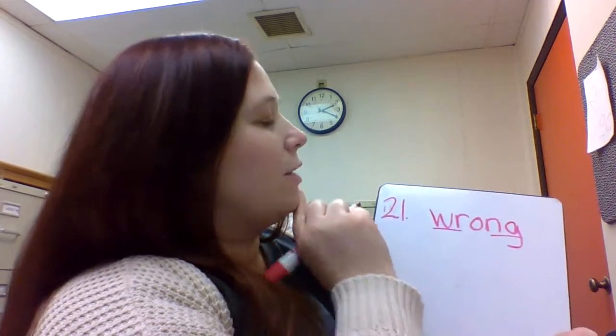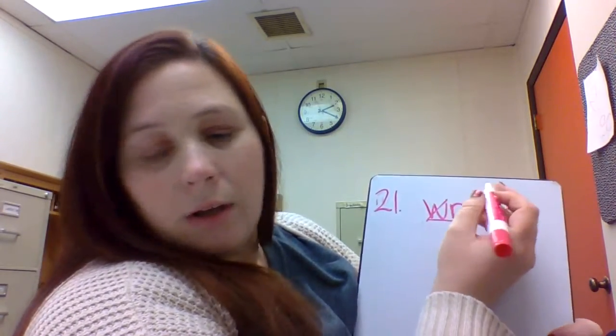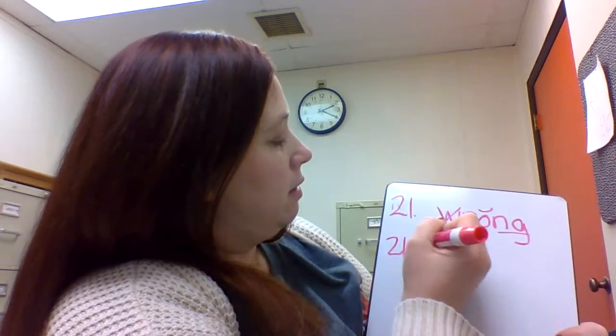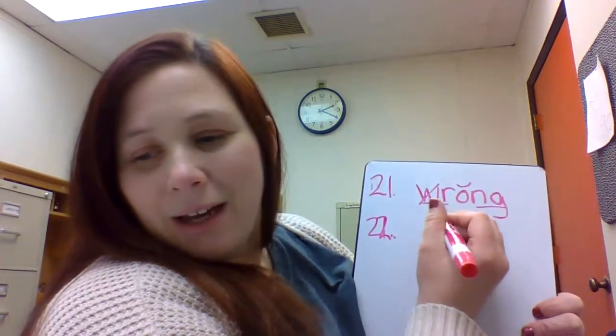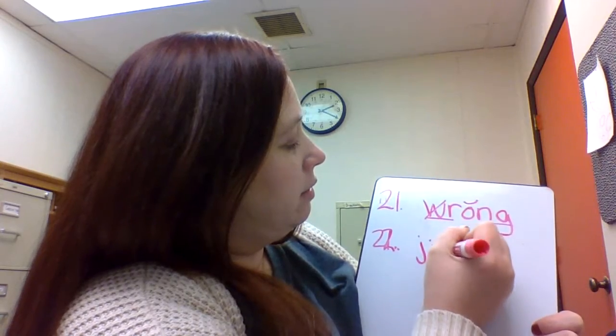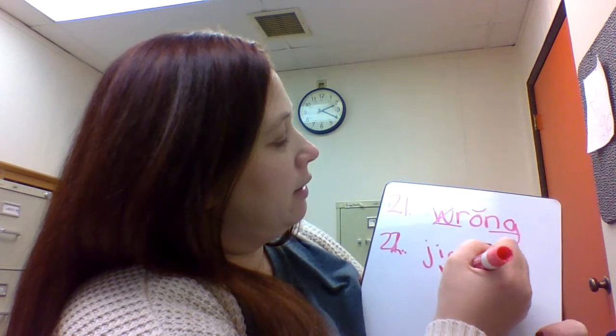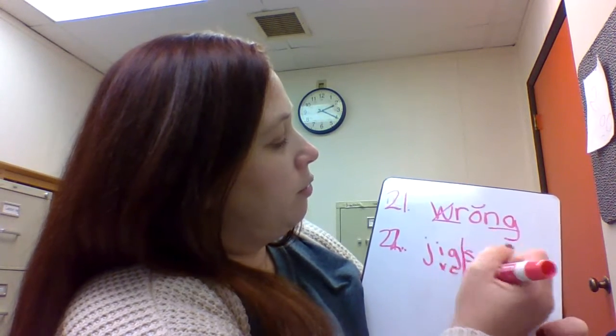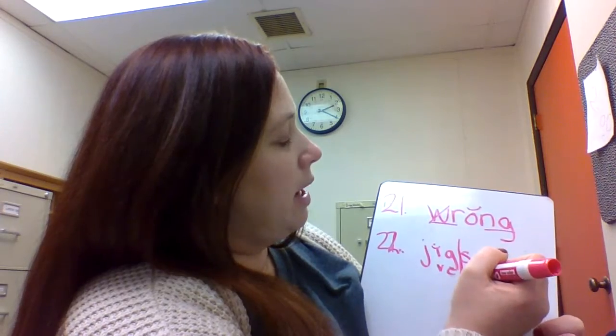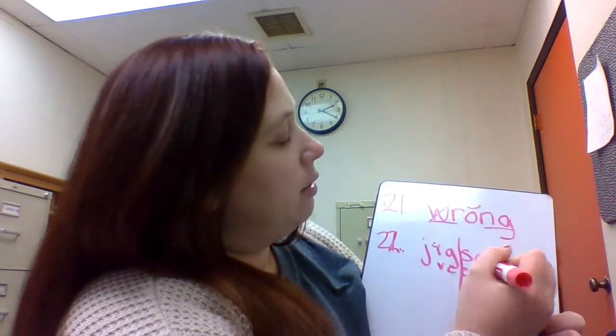Alrighty. Number 21. Wrong. Here we have our NG digraph. We also have our WR ghost digraph where we mark off that W. And then our O gets a breve. 22. We have jigsaw. Alright. Here we have vowel, consonant, consonant, vowel. So we're going to draw a line between our two consonants. Vowel, consonant, our I gets a breve, and then we also have our AW blend.